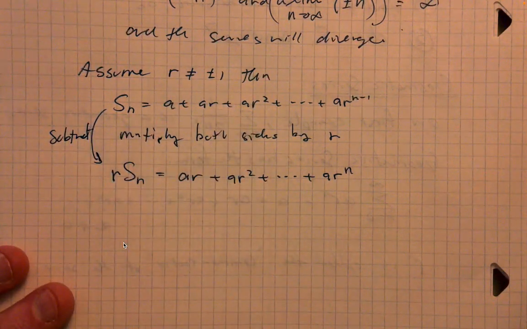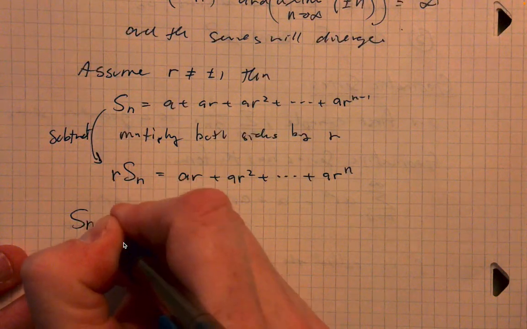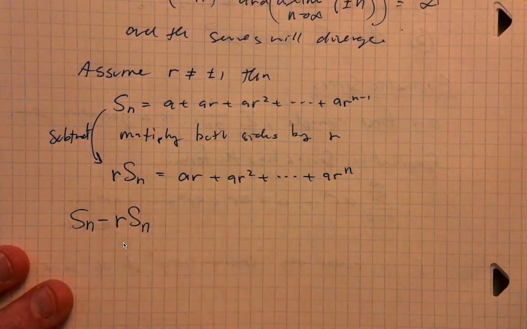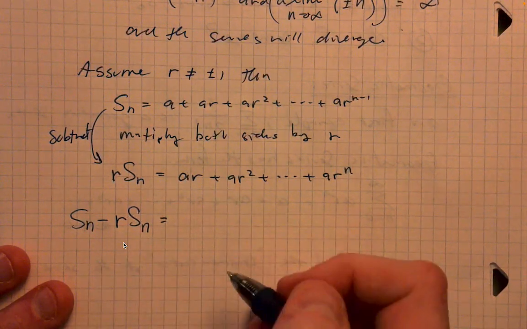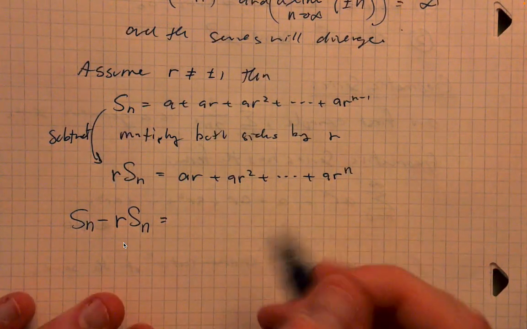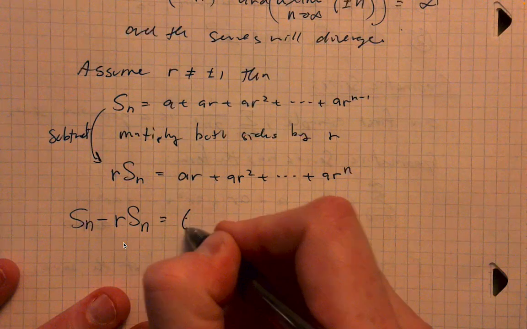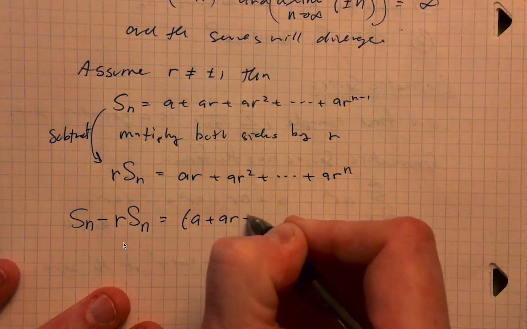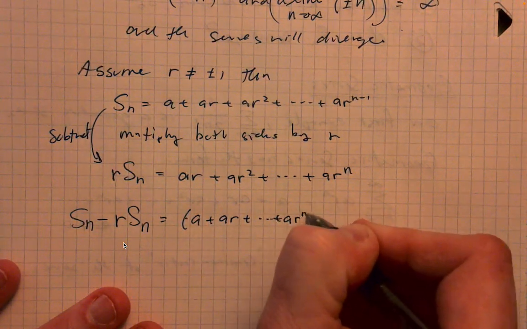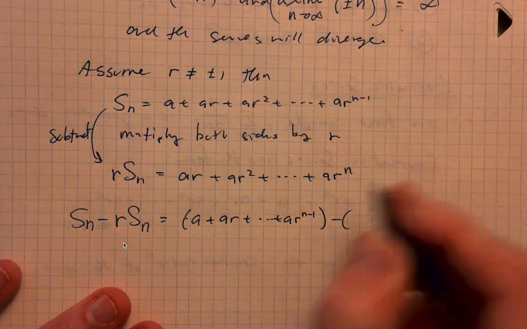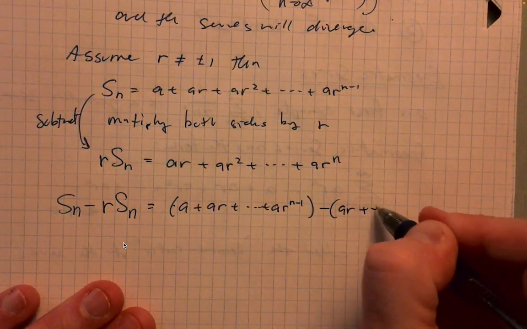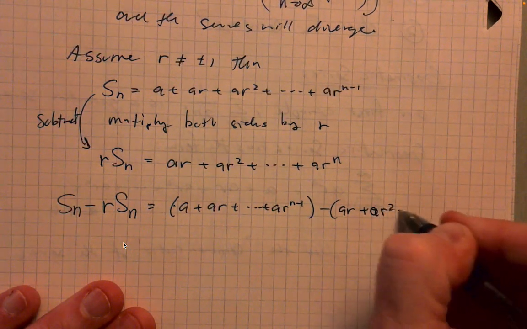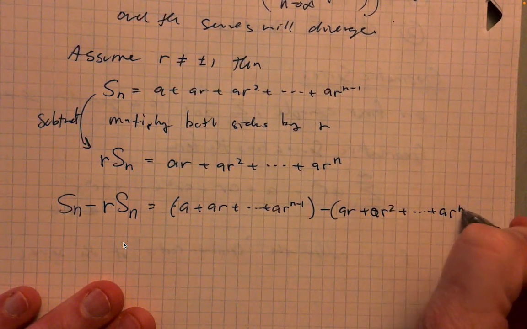one from the other, we get S of n minus r times S of n, right? So this minus that is this. And that's going to be equal to, well, let's write it out. So it'll be a plus ar plus dot dot dot plus ar to the n minus 1 minus, and then this one would be ar plus ar squared plus dot dot dot plus ar to the n.